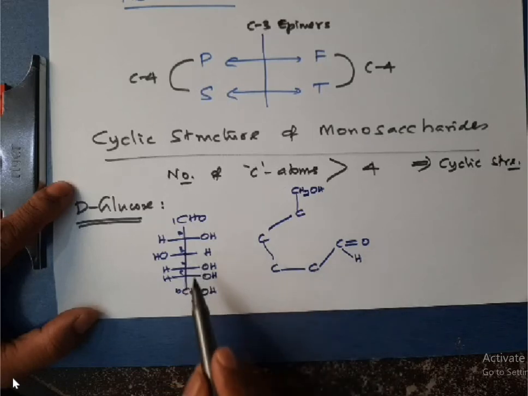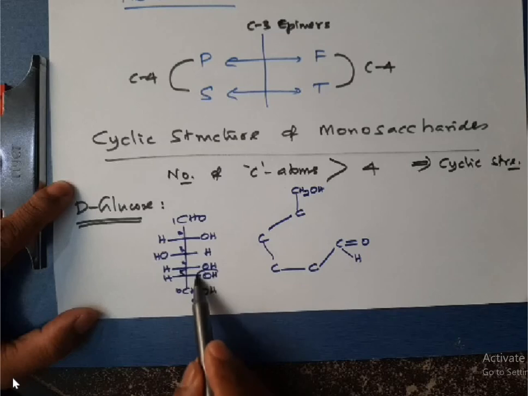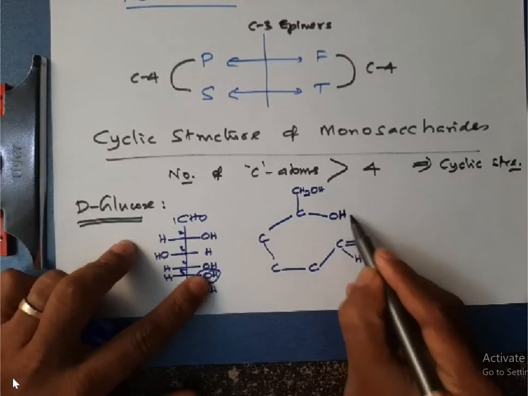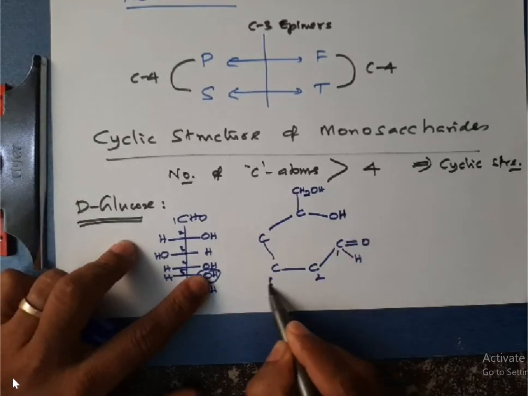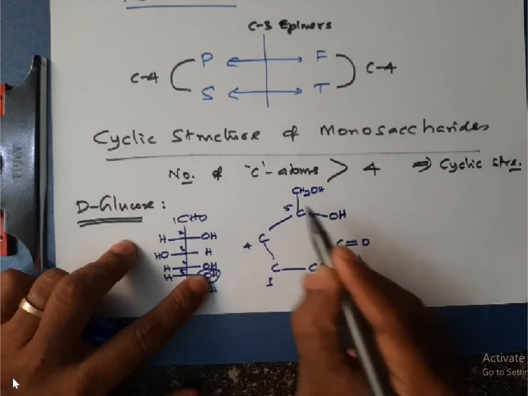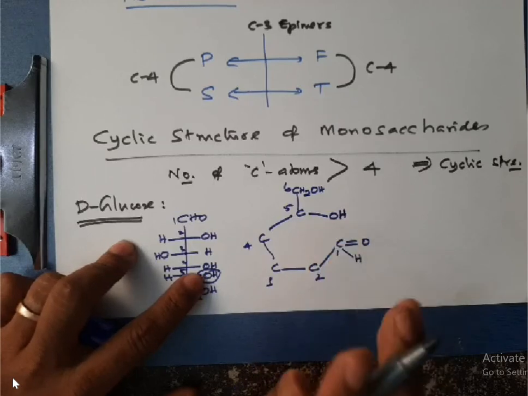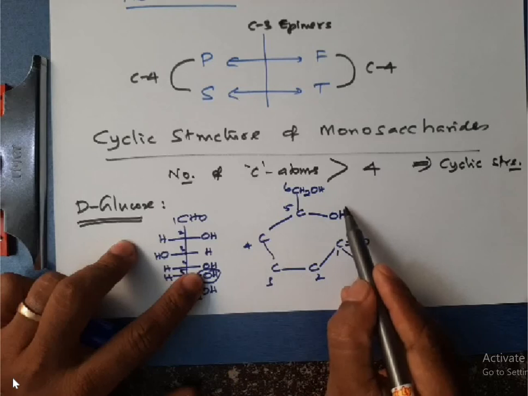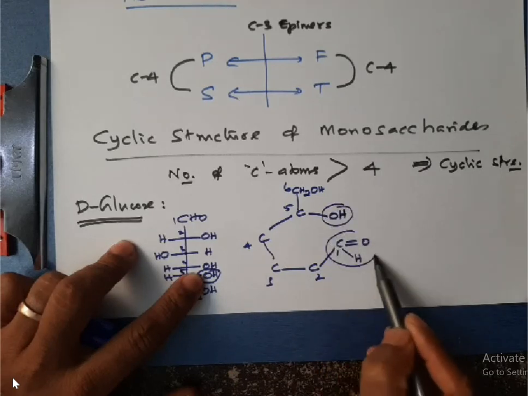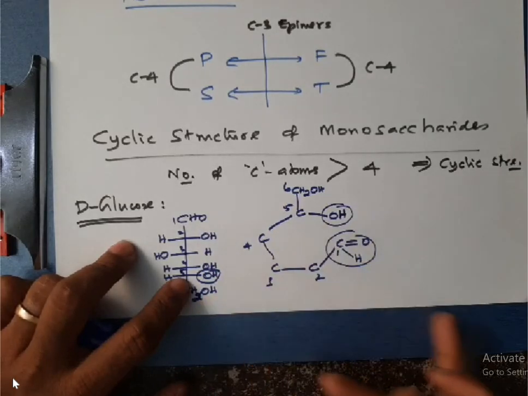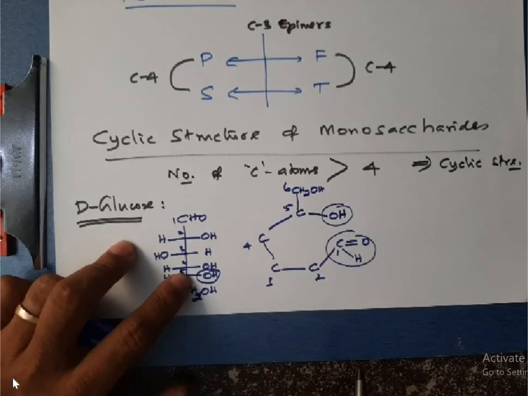Then in carbon number 5, students, we have an OH group, right? I'll show the OH group like this. This is carbon 1, carbon 2, carbon 3, carbon 4, carbon 5. This is carbon 6. In carbon number 5, we have an OH group. Students, this is very, very important. If we have an OH group and an aldehyde group in a molecule, there is a possibility of forming a cyclic structure due to internal nucleophilic attack. What is internal nucleophilic attack? We will understand this as we go along.